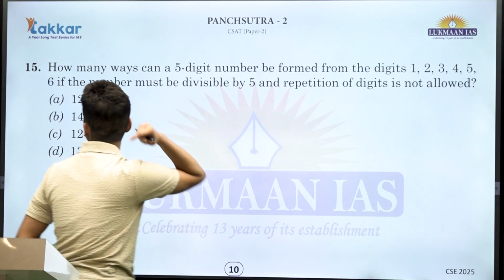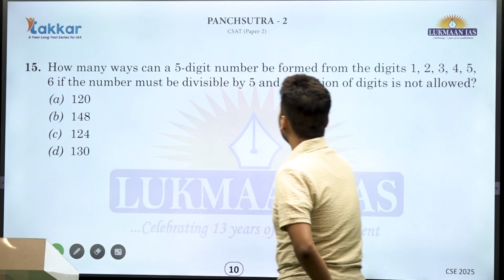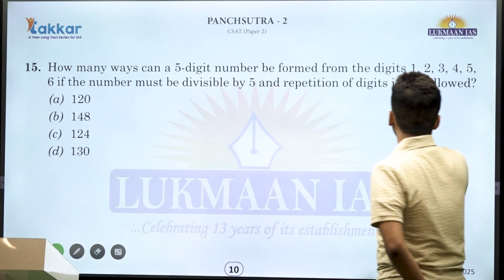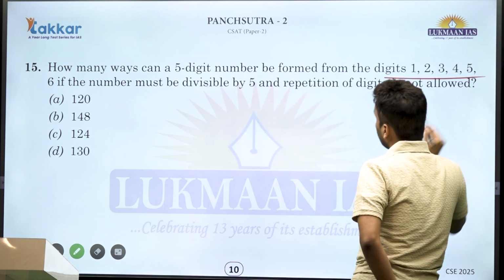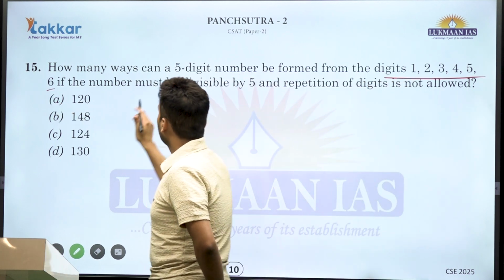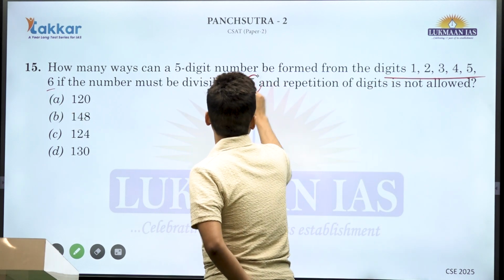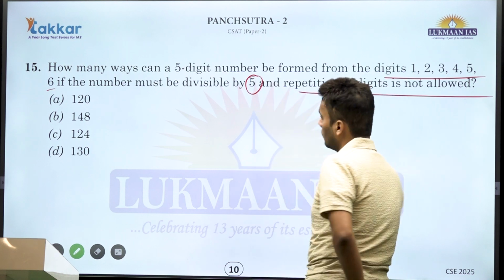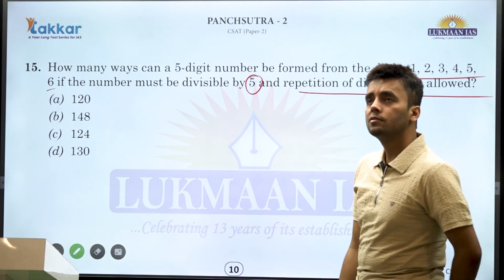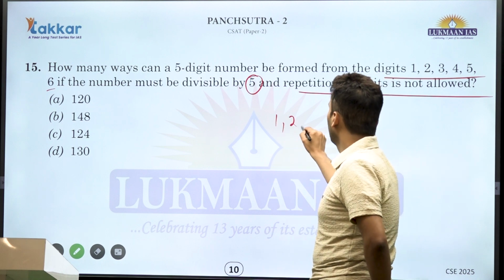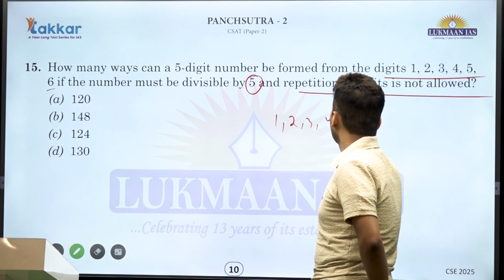Now let's move on to the next question. How many ways can a 5-digit number be formed from the digits 1, 2, 3, 4, 5 and 6 if the number must be divisible by 5 and repetition of digits is not allowed? So here we are given how many digits? We are given 6 digits: 1, 2, 3, 4, 5 and 6.